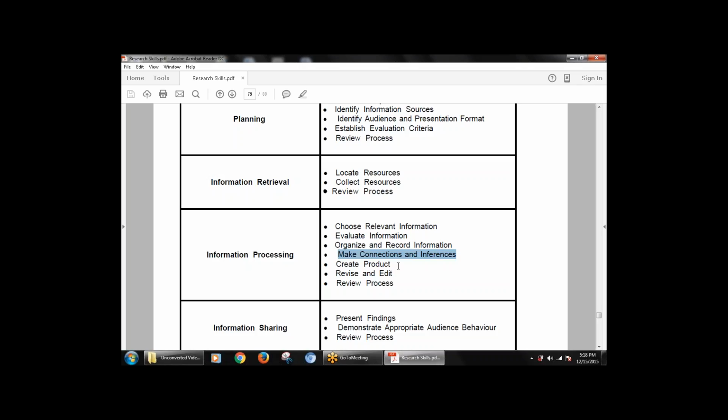These are the information processing parts. Choose the relevant information, evaluate information, organize information, make the connections, then create the product, then revise and update, and at last there is a review process. That is the end of this part, which is a part of the skills.